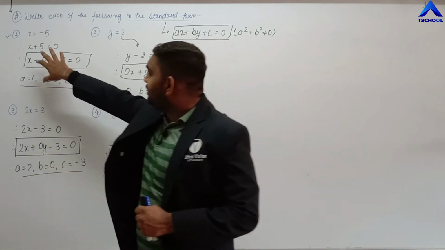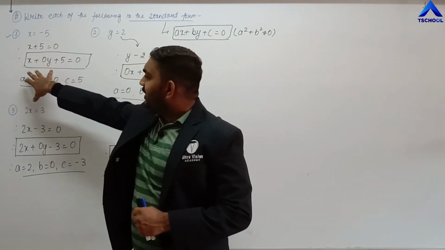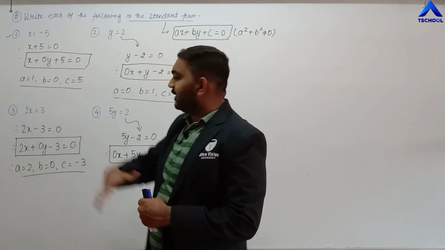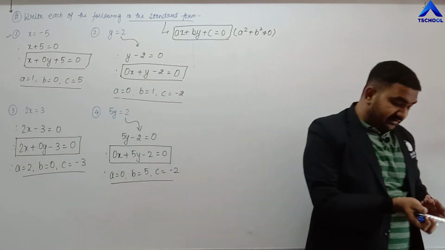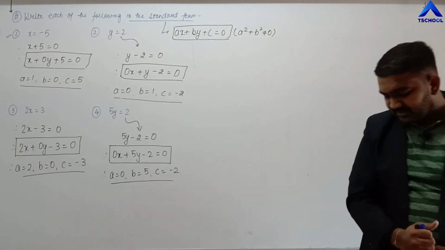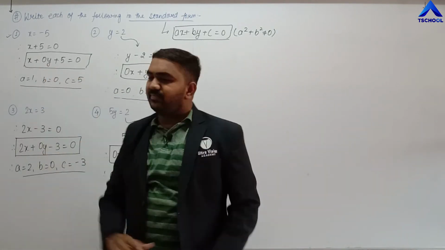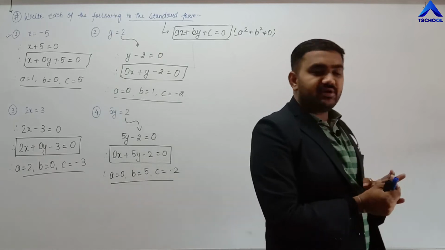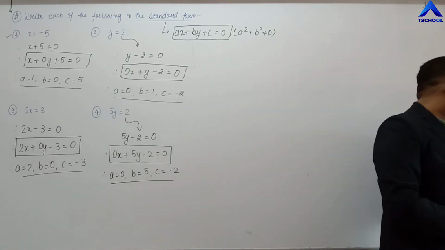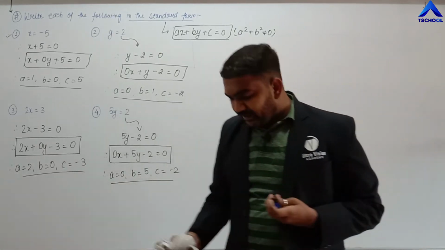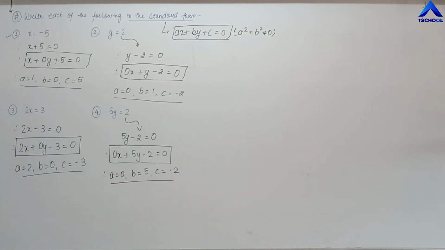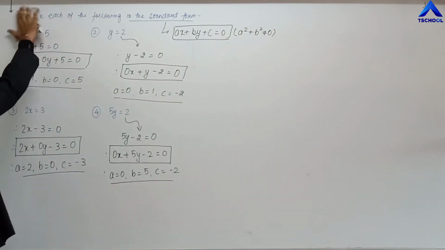So here for x equals to minus 5, you will have x plus 0y plus 5 equal to 0, taking the coefficient of y as 0. You can see here that the coefficient of y is 0. That means simply b is equal to 0 in this equation. Is it clear, friends? So that is about writing down the standard forms of the given equations.